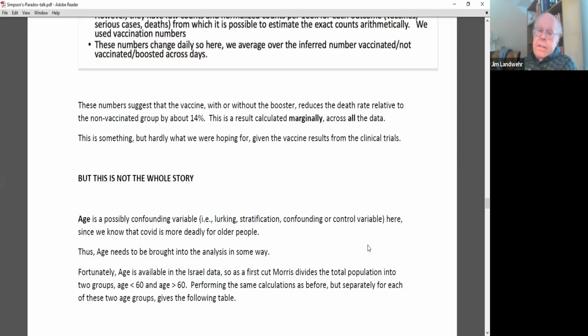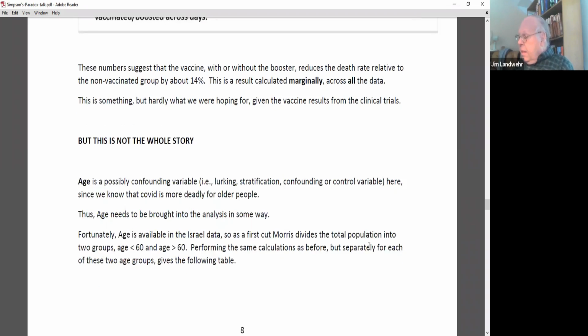Now, since Israel has these electronic health data and so on, age is in there. So Morris is able to get age for all the people in Israel, and as a first cut, he divides the population into two groups: those who are less than 60 and those who are greater than 60. I'm not sure what he did with those who are exactly 60, but at any event, he divides it into two groups: younger than 60 and over 60, and then he goes through and performs the same calculations on each of these two groups. And that gives us the following table.